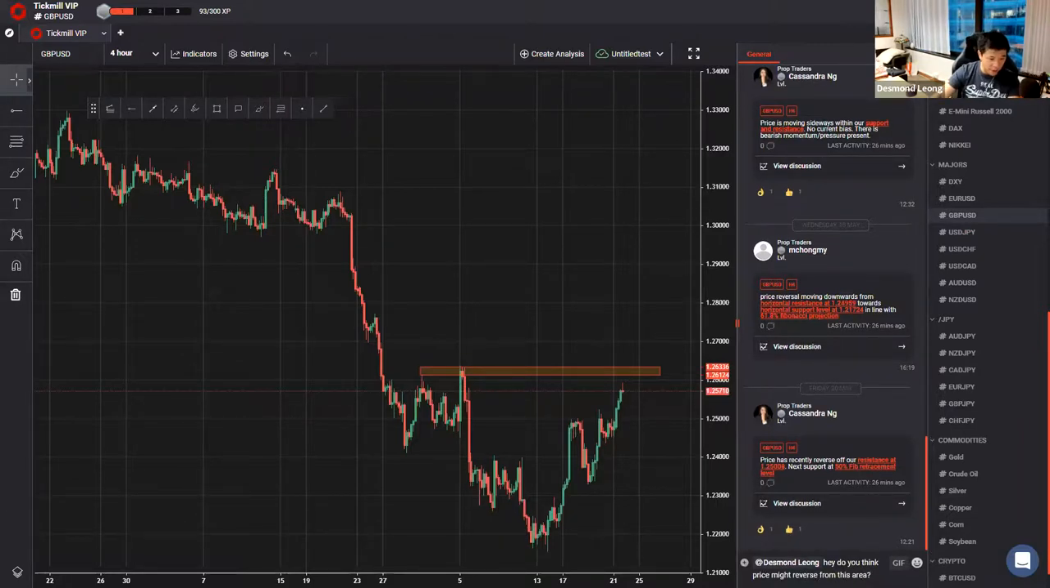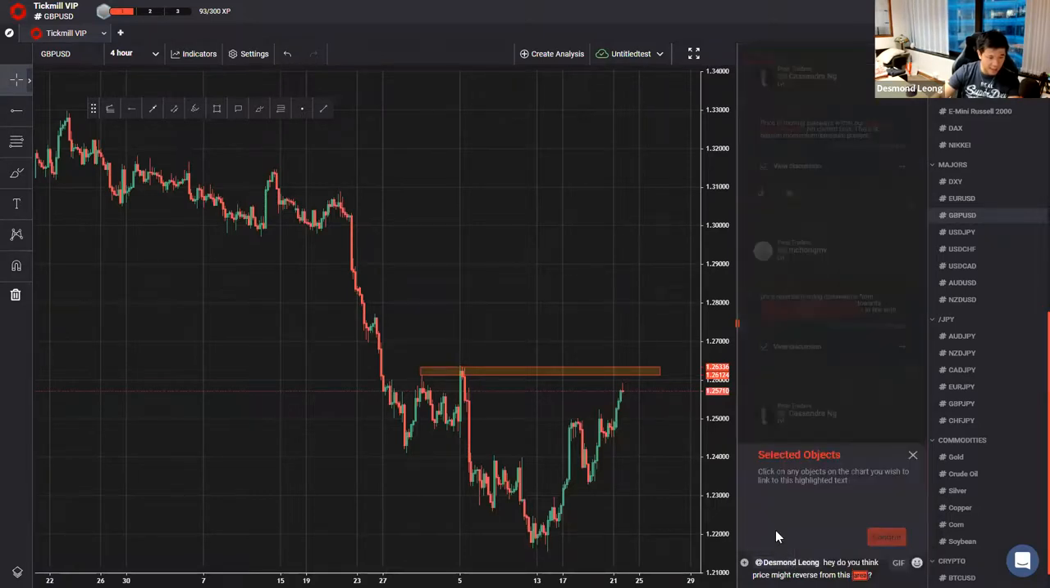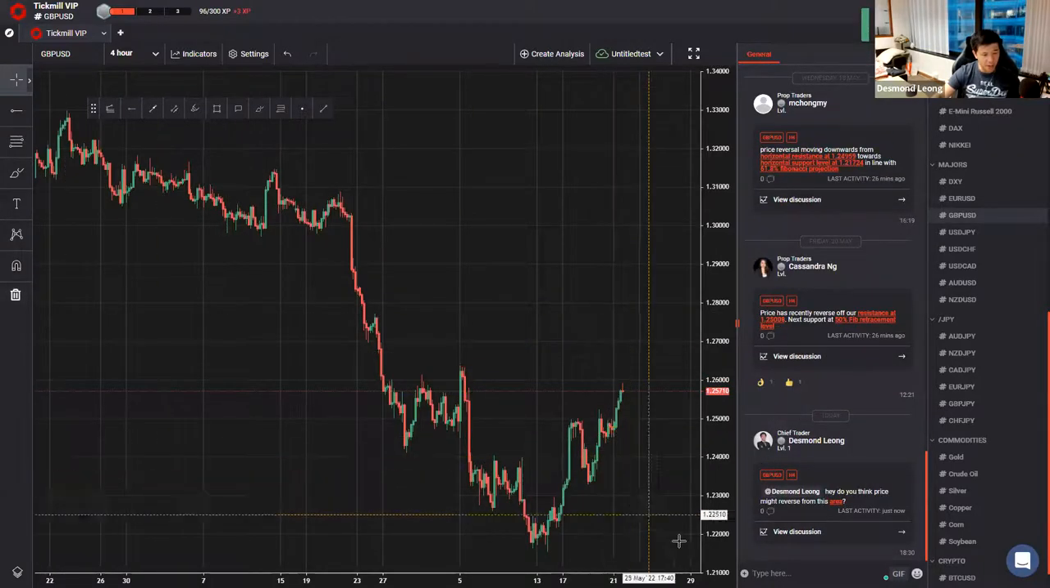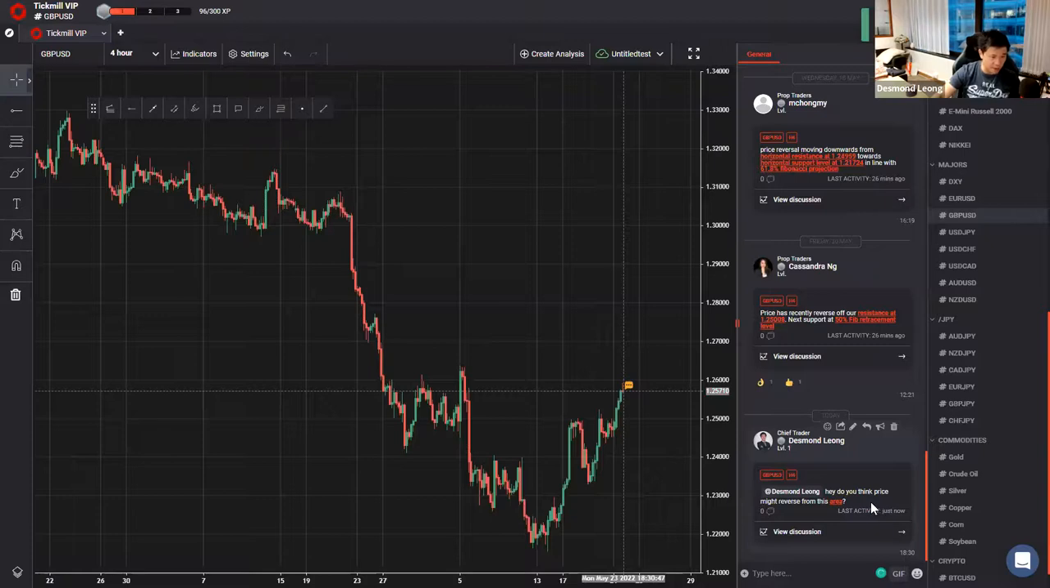What area are you referring to? You just highlight the text, click this link object to text, select the object that you just drew on the chart, then confirm and send it through. When I'm reading it for the first time, I can see the message, and when I hover my mouse over it, the area lights up. So I know exactly what you are referring to.